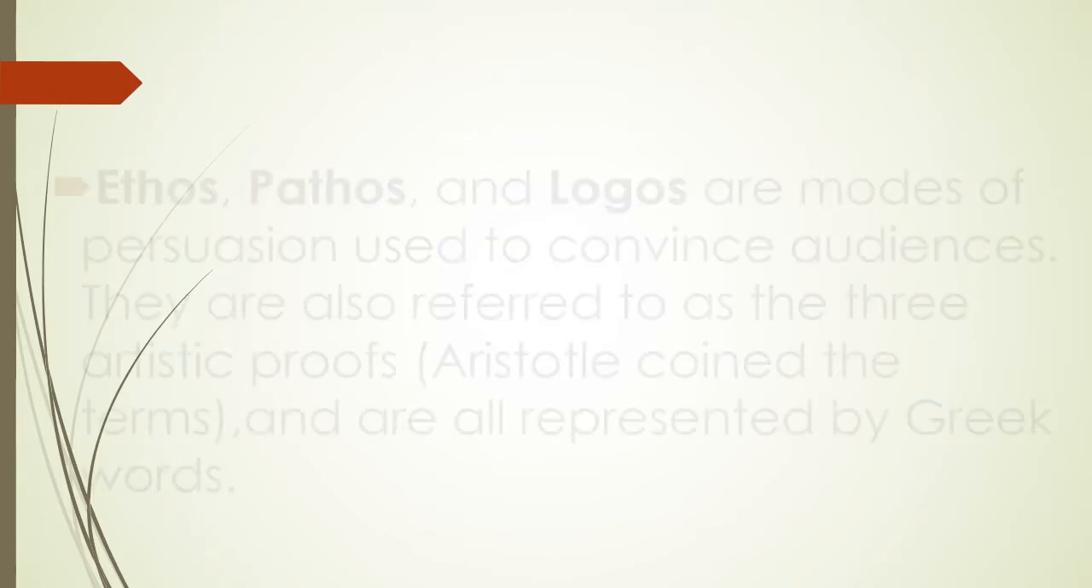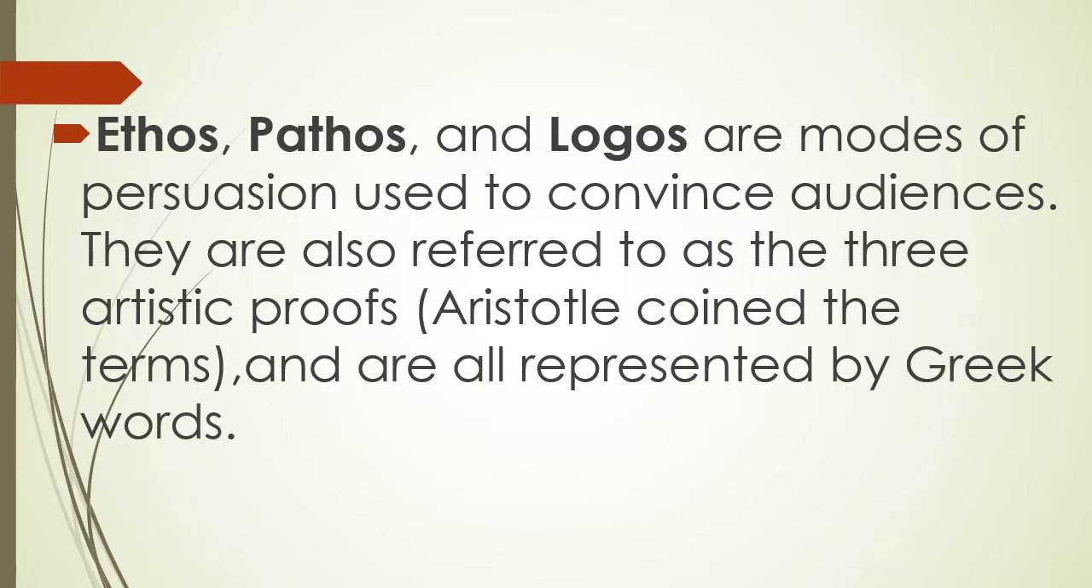of things that you need in order for you to persuade your audience. So we have the ethos, the pathos, and the logos. These are modes of persuasion used to convince audiences. They are also referred to as the three artistic proofs that Aristotle coined, and they are all represented by Greek words. So we have to definitely understand the meaning of those Greek words. You have to remember. So let's go to the next slide.